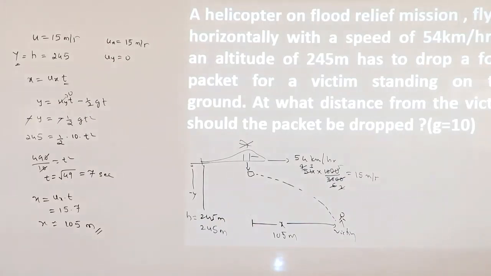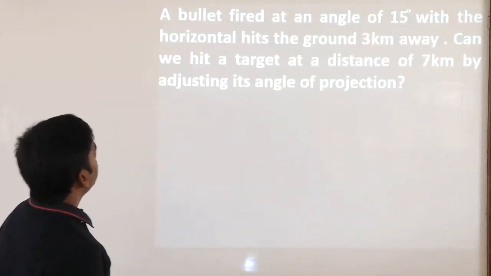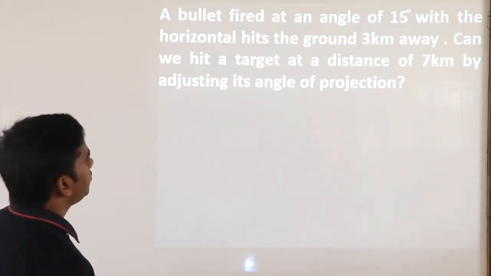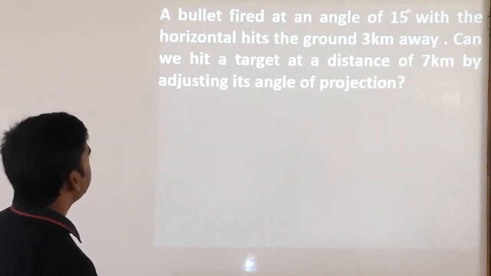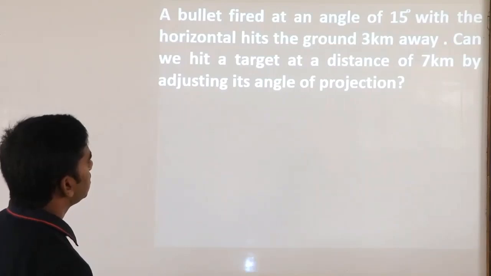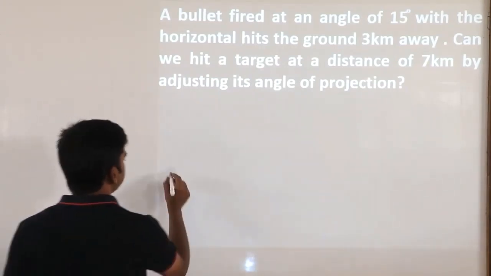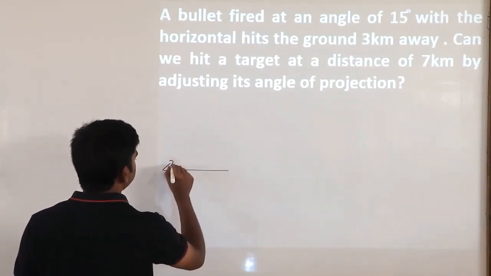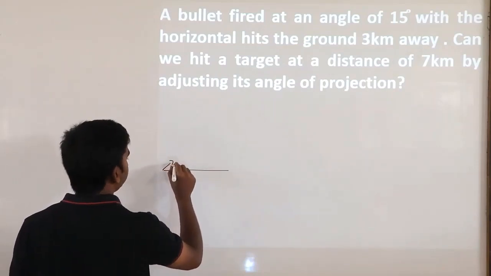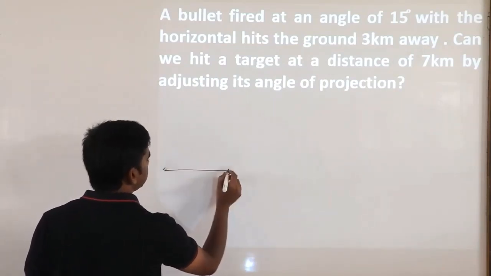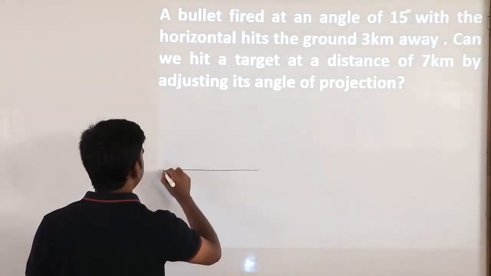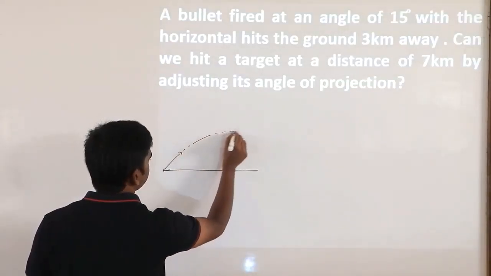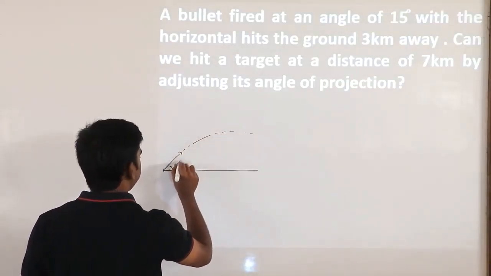And where we have to reach. Okay. So next question: a bullet fired at an angle of 15 degrees with the horizontal hits the ground 3 kilometer away. So the angle with the horizontal is given. So a bullet is fired at an angle of, say, 15 degrees. This is fired in this direction. So the angle is 15 degree.